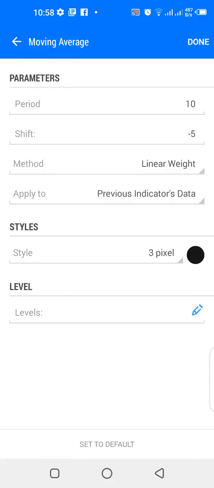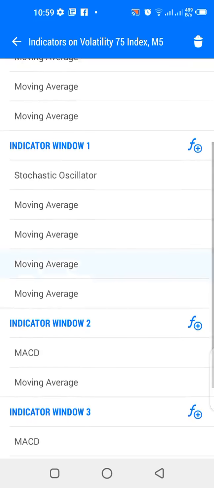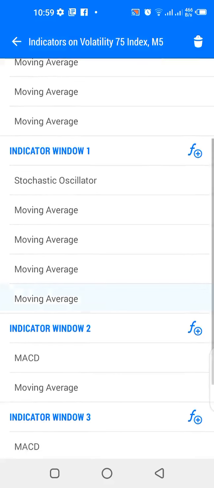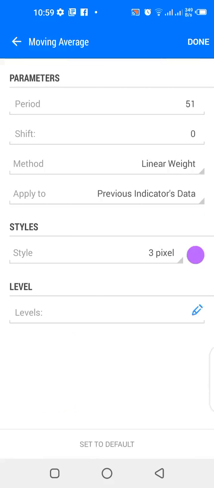Second one is 10 period moving average. Shift is also -5. Method is linear weights. Apply to previous indicators data, and the color is black. Then the third moving average is 250 period. Shift is 0. Method is linear weights. Apply to previous indicators data. The color is blue. And the fourth one is 51 period moving average.